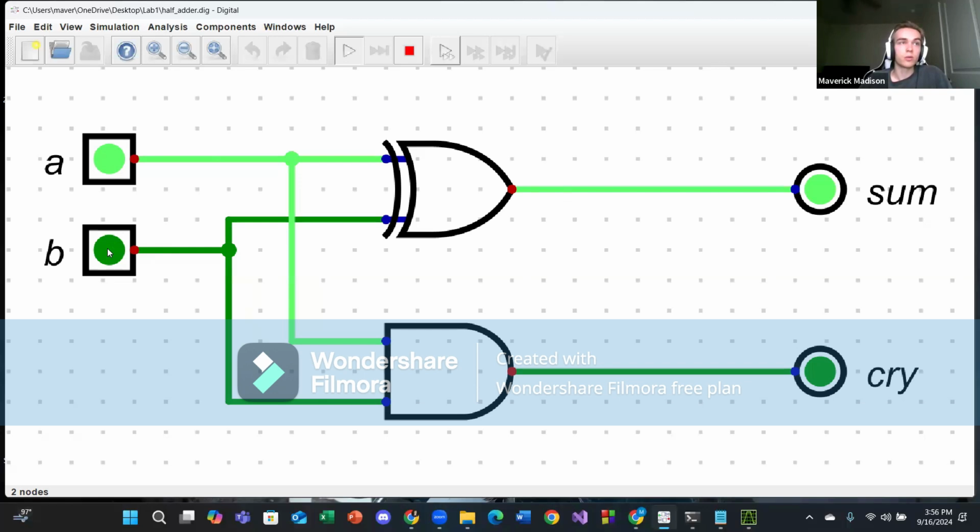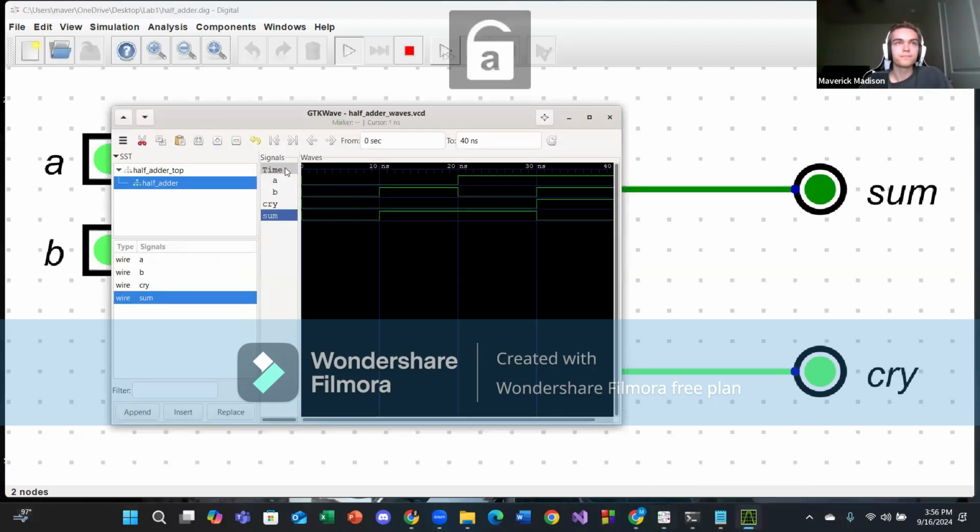And as we saw for when both the inputs were on, or 1, our sum was 0 because we only need one of the inputs to be on to have a sum of 1. However, for carry, since both the inputs are 1, we have a carry of 1. Makes sense whenever we're adding two binary bits. Now that we see that this logic matches, let's go into GTKWave to see another representation of this.